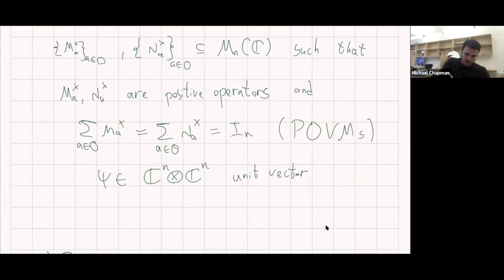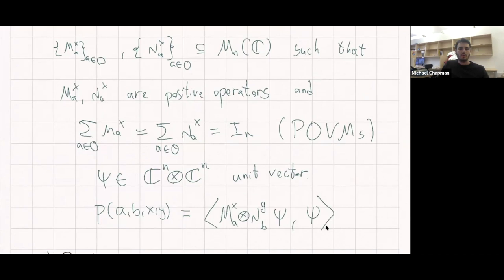We define P of AB given XY to be equal to the inner product between psi and the image of psi when we act on it by M_XA tensor N_YB. So if you actually want to believe that this is a correlation, we need to check that for any fixed X and Y, this defines a probability distribution.